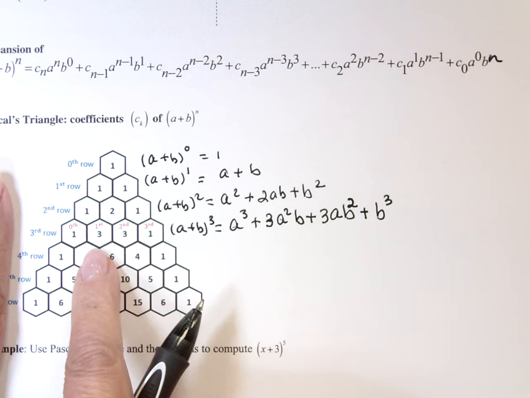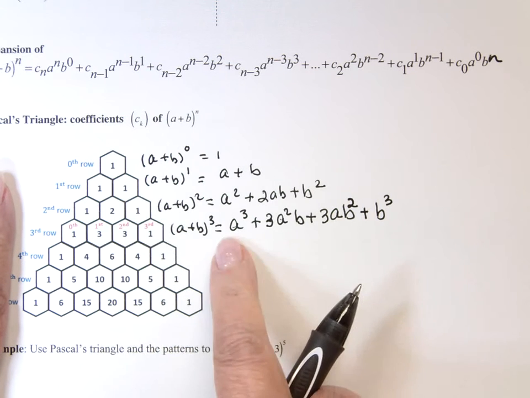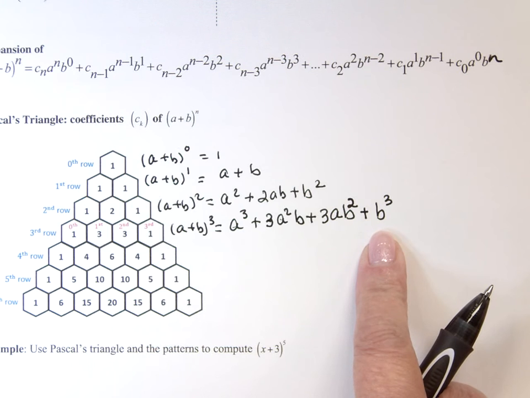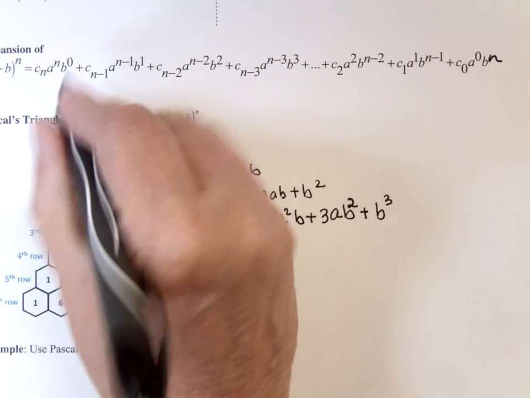1, 3, 3, 1. 1, 3, 3, 1. They're called the binomial coefficients.